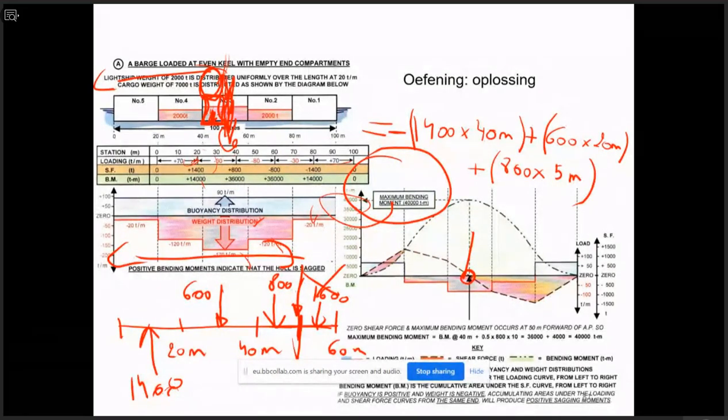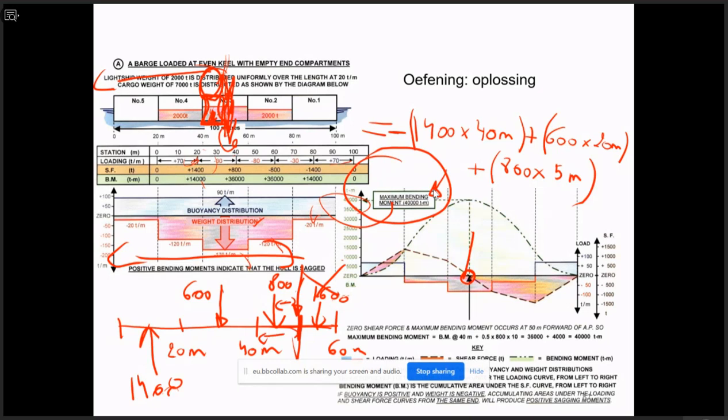Because here you have a length of 10 meters, half of it, this arm is 5 meters. And if you calculate this, you should end up with this value, this maximum bending moment. And that's how they came up to that calculation.